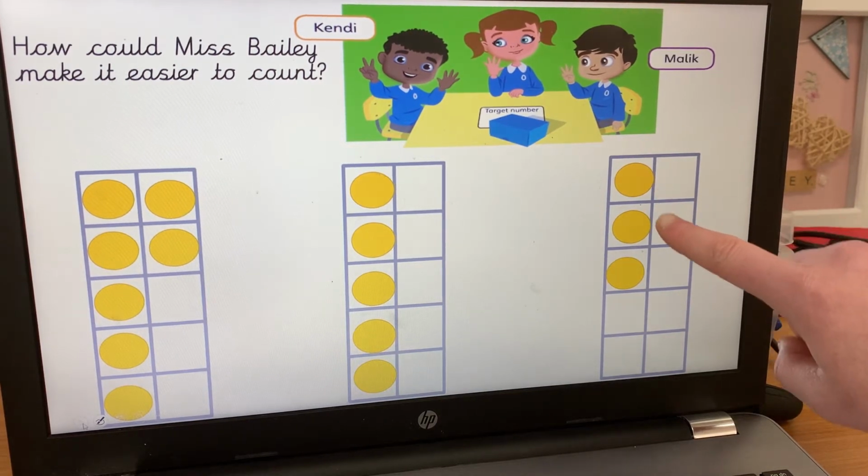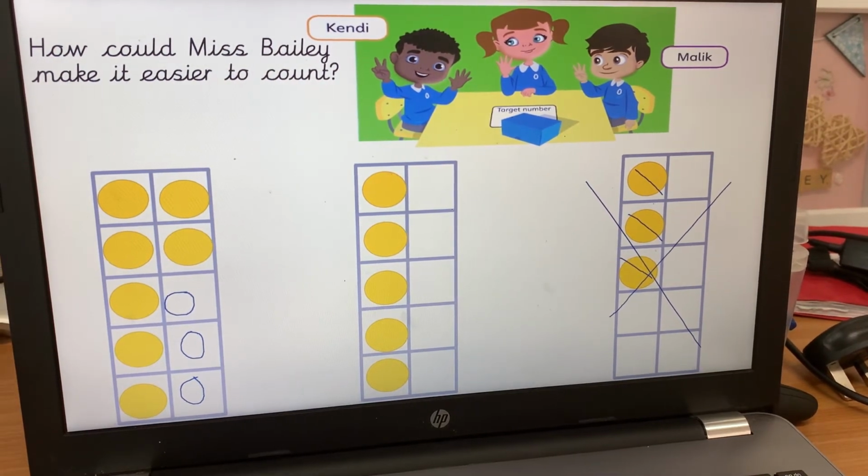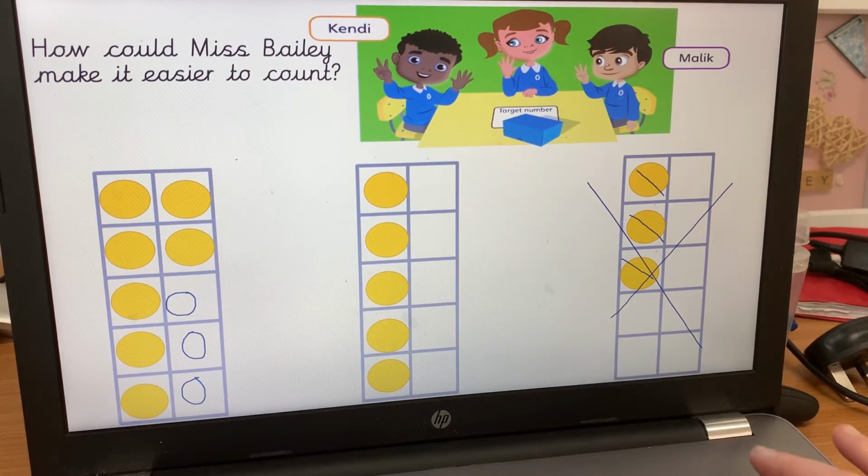Malik's number of fingers, he has 3. So what I can do is I can cross off his 3 and I can place his 3 here to fill my 10 frame. So now there's nothing on this 10 frame, and I've added them all together. So this is Kendi's in the yellow and Malik's in the blue, and then I've got Lily's that are left over on the second 10 frame. So a full 10 frame is worth 10, so I've got 1 ten plus the 5 ones is 15.